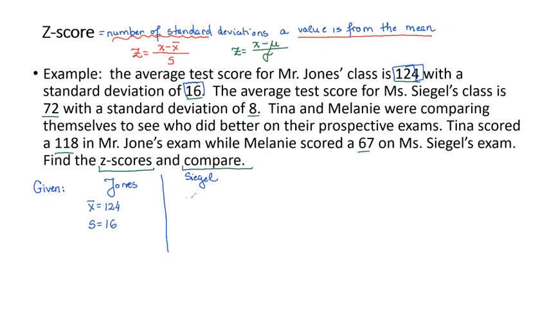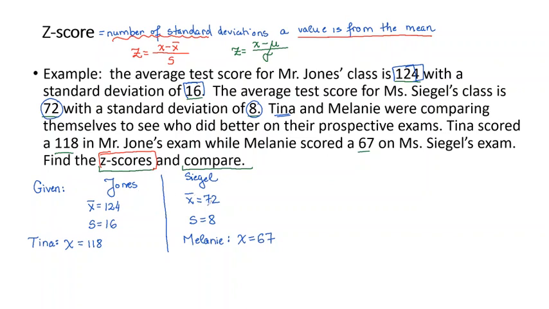Now from Mrs. Siegel, I have an X bar, which is 72. And I also have a standard deviation, which is 8. Now, Tina is a student in Mr. Jones' class. So I'll just simply write down Tina and her score. This is a data value, an X. Her score is 118. Melanie is in Mrs. Siegel's class and her score is 67. The question is, find the z-scores. Well, why do we need to find the z-scores? Well, right away we realize that we cannot compare, we cannot know who did better, because Mr. Jones has a scoring system, Mrs.